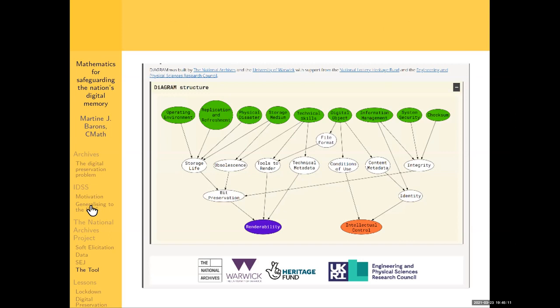Obviously, you again get a score for renderability and a score for intellectual control. You can hover over any of these and see the definitions. You have a progress bar, so you know how far through the questions you are. And then you get a score. And what's recently been added is two reference scores.